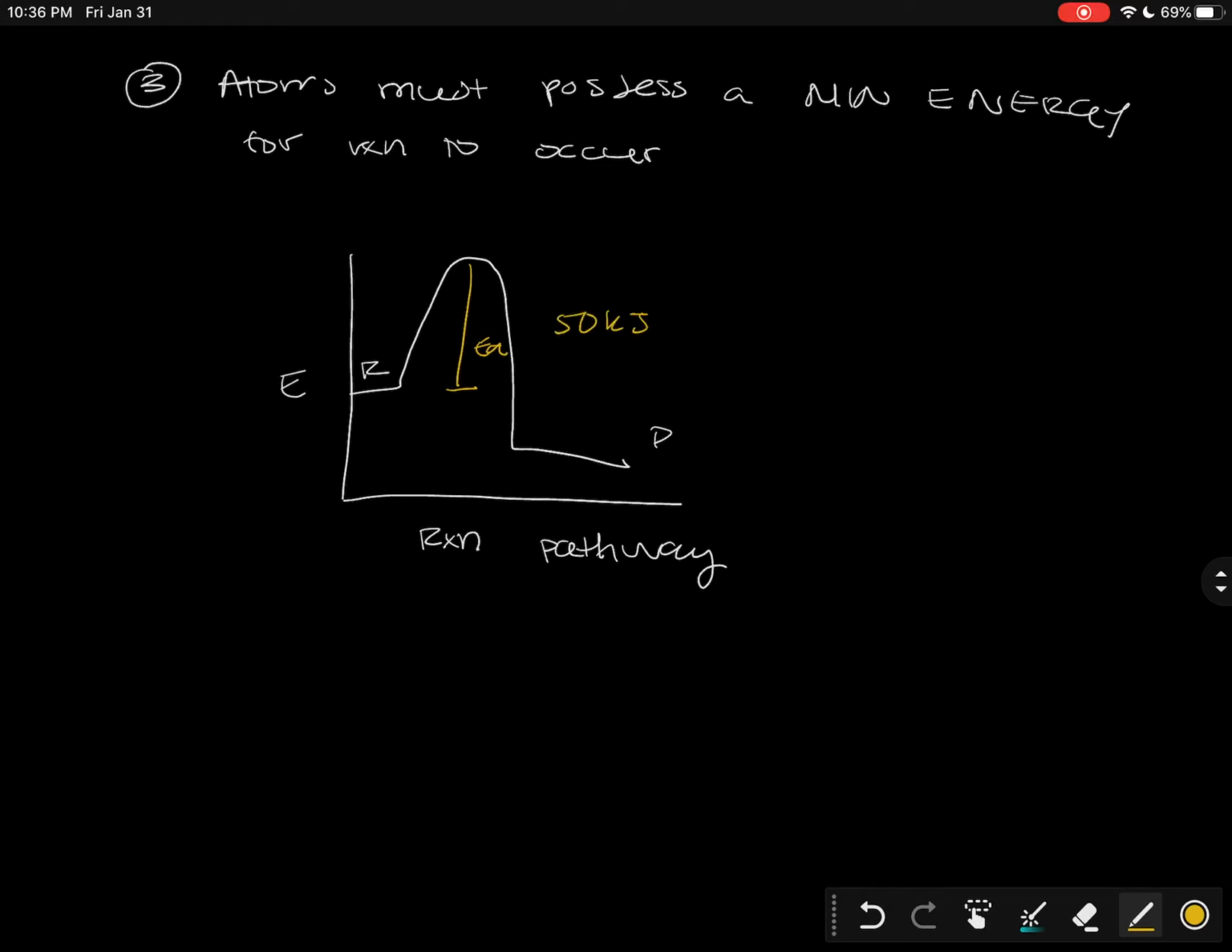50 kilojoules, to actually convert from reactants to products. And if we don't have these 50 kilojoules, so if this is missing, the reaction will not occur.